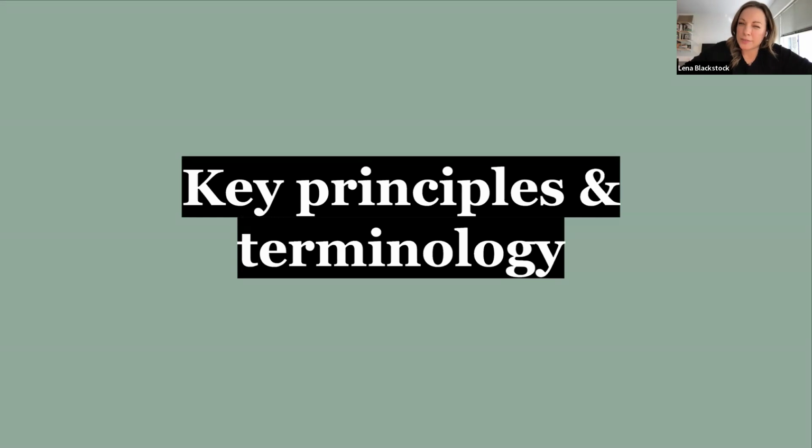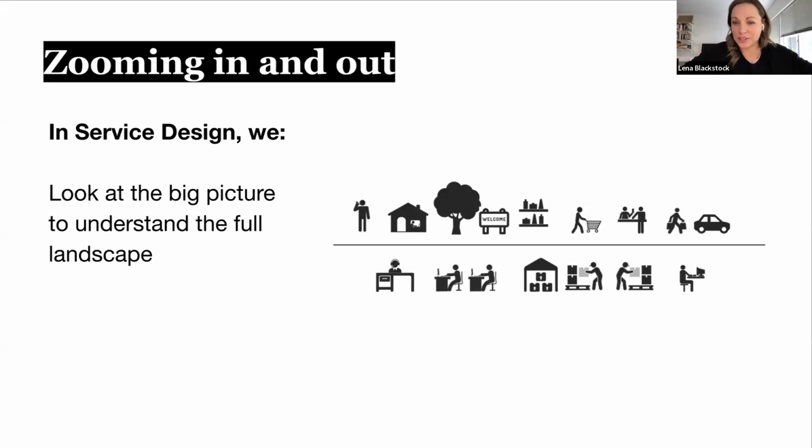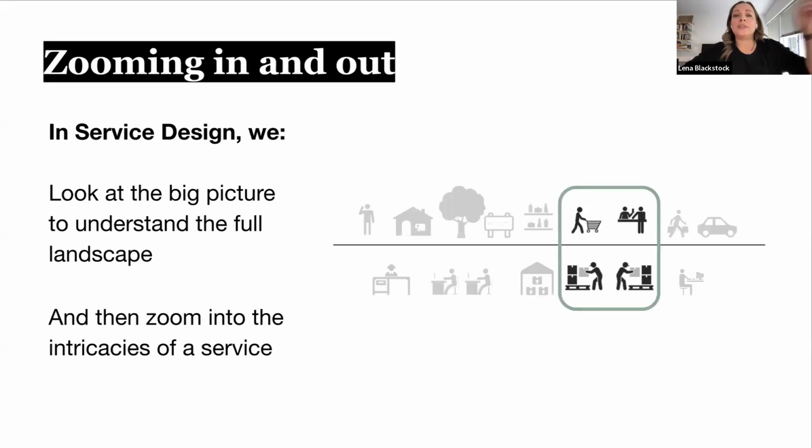Okay, I'll pause for some questions in a minute. Let me share a couple of the key principles and terminology, because they're already coming out, even though I've tried to avoid saying them. But there's a couple terms that we use in service design that you'll start seeing and hearing, especially if you dive into this world a little bit. So in service design, we often talk about zooming in and zooming out, which means we look at the big picture to understand that full landscape, that full end-to-end holistic experience. And then we zoom into the intricacies of a service. So you'll hear that talk quite a bit about zooming in and zooming out.